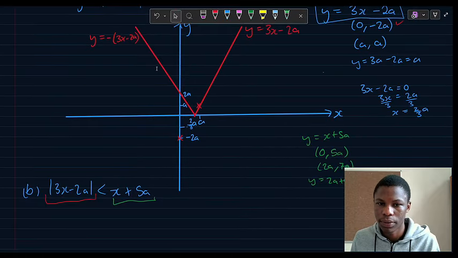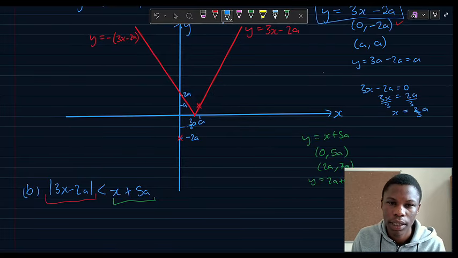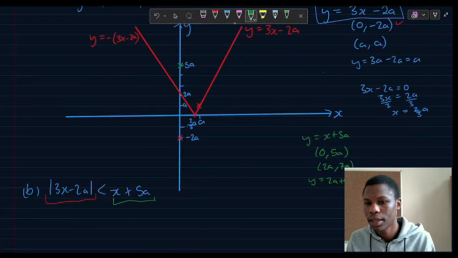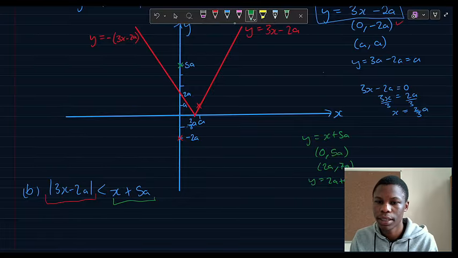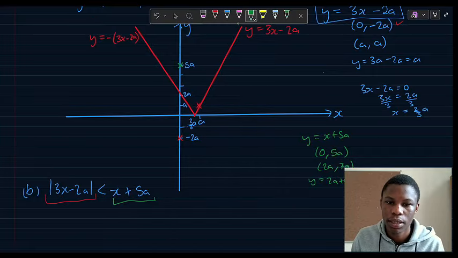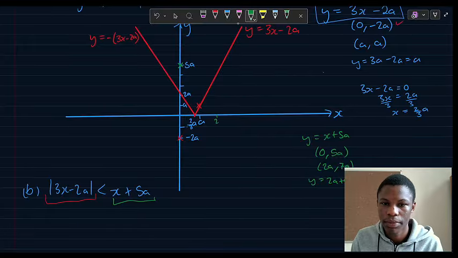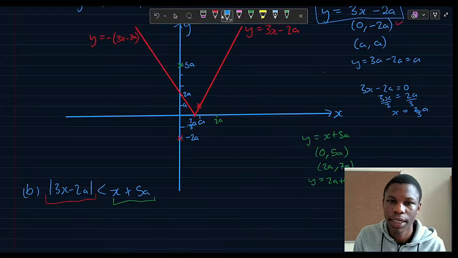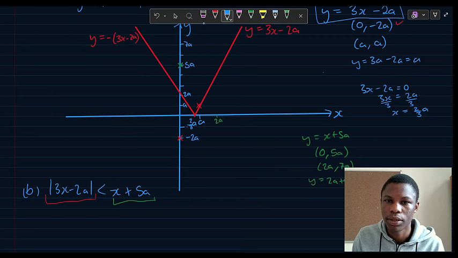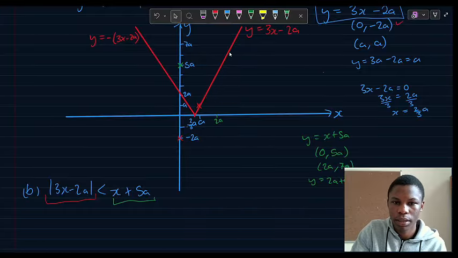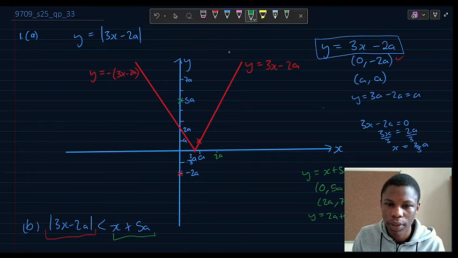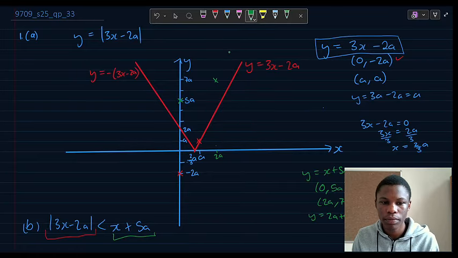All right, so let's see where that is. 0, 5a. So this is 3a, 4a, that's 5a. So 0, 5a is over there. And then we need the point 2a, 7a. So 2a would be somewhere here. And then we want 7a, so 6a, 7a. And so our point has to be somewhere here. Okay.